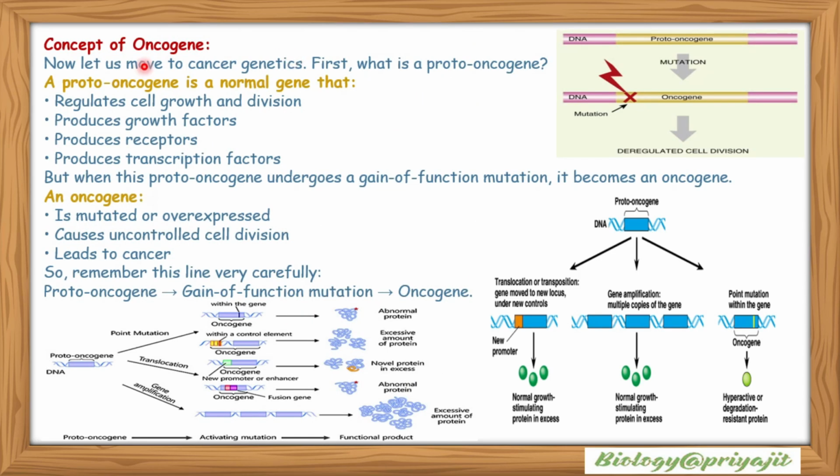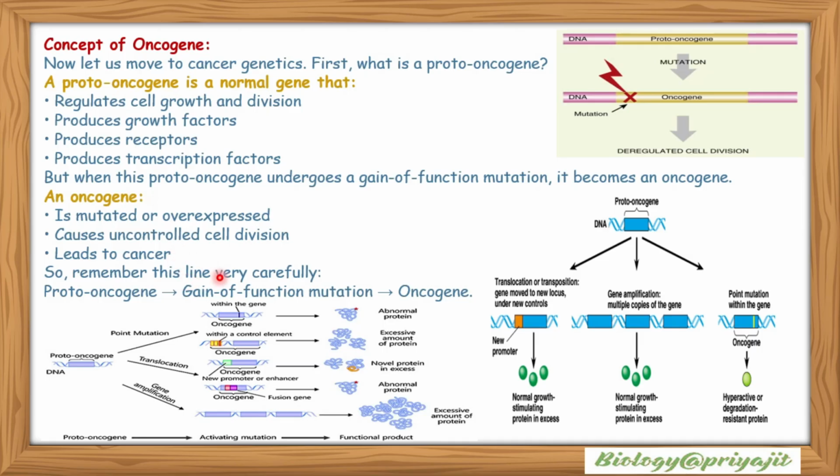Concept of oncogene. Now let us move to cancer genetics. First, what is a proto-oncogene? A proto-oncogene is basically a normal gene that regulates cell growth and division; it produces growth factors, receptors, and transcription factors. But when this proto-oncogene undergoes a gain of function mutation, it becomes an oncogene. An oncogene is a mutated or overexpressed gene. It causes uncontrolled cell division and leads to cancer.